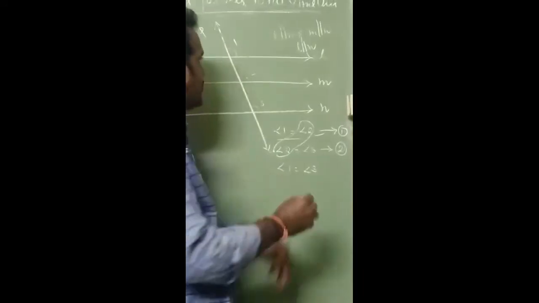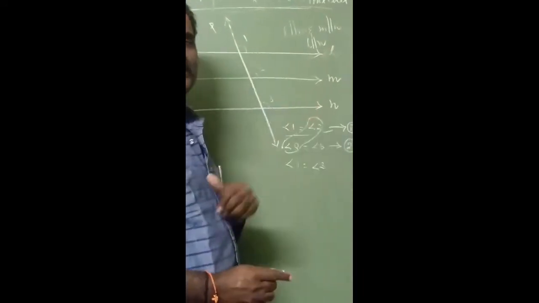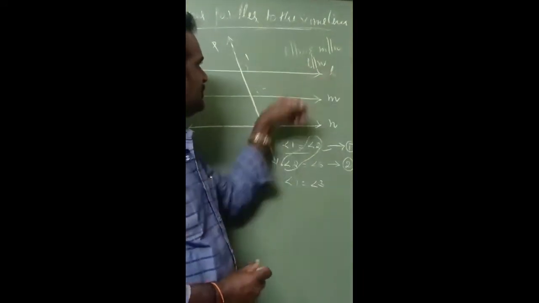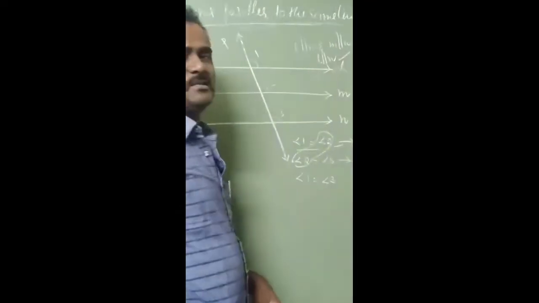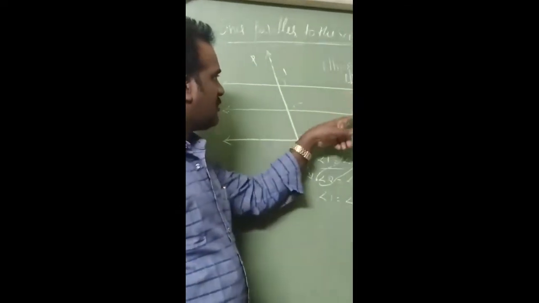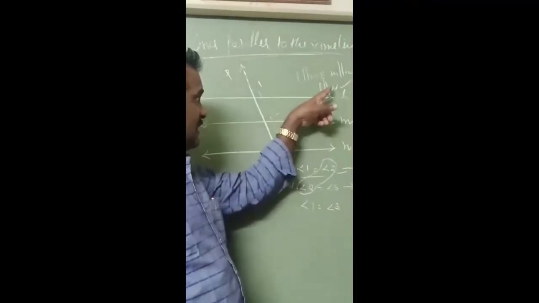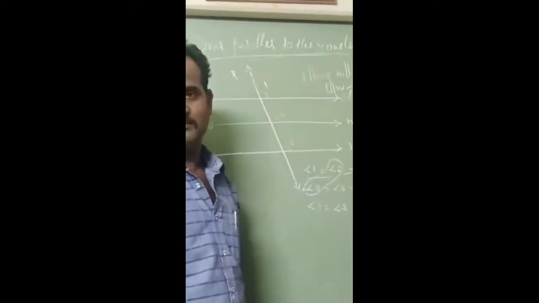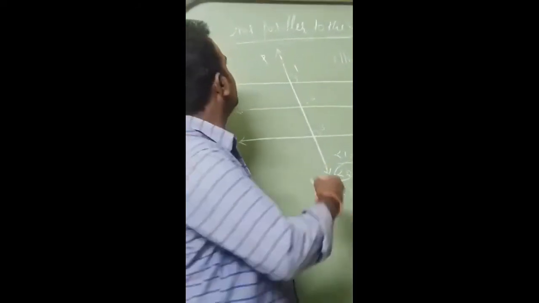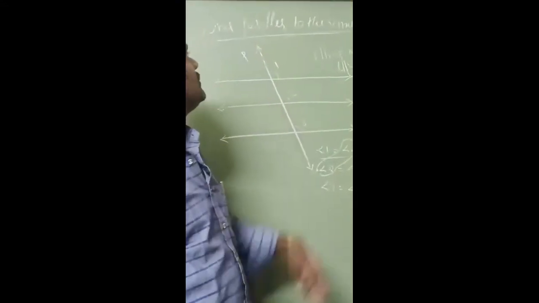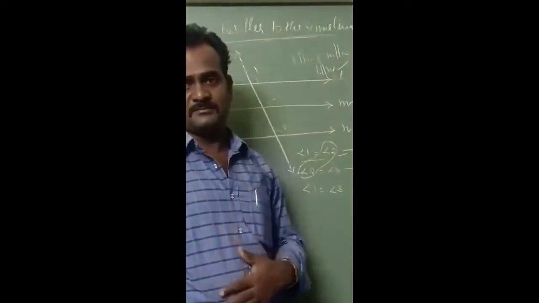So line L is parallel to N. L is parallel to N. That is, L is parallel to M and M is parallel to N. So L is parallel to N. Okay? These lines are parallel to the same line.